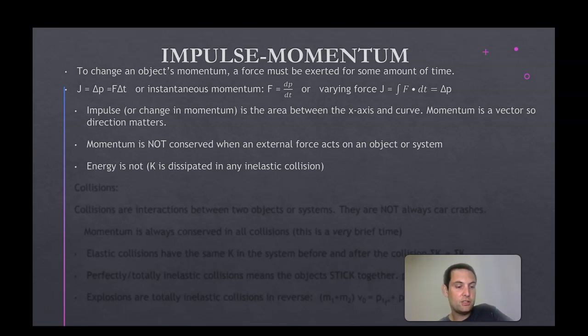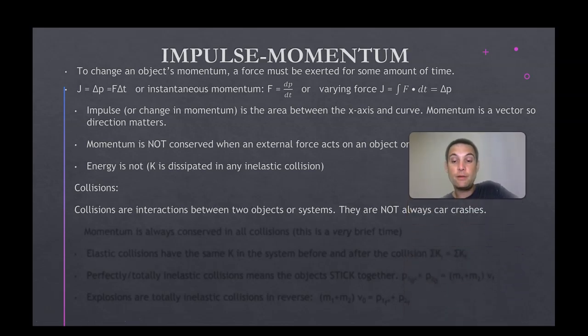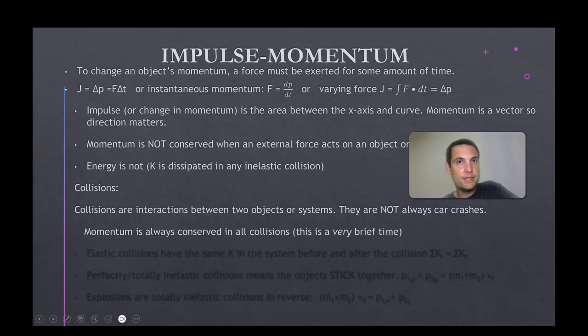Now for the types of collisions, remember that collisions are interactions between two or more objects or systems. They're not always car crashes. So you might have a hidden interaction that maybe you don't see as a collision, but is in fact a collision. Watch out for those. Momentum is always conserved in all collisions. This is for a very brief time, just before the collision happens and just after the collision happens.